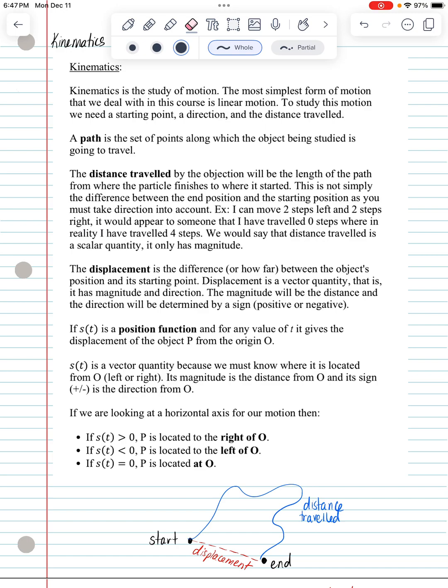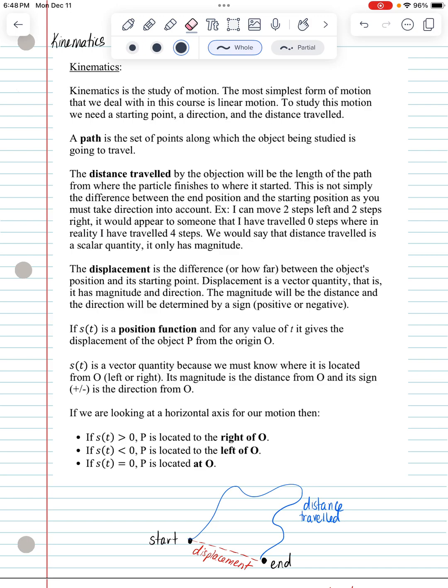So kinematics is the study of motion. A lot of what we're going to be looking at for kinematics looks at particle motion, but it can go beyond that. So a path is a set of points along which an object being studied is going to travel. We're going to be using some of the things we've learned about calculus to help investigate the path of a lot of different objects.